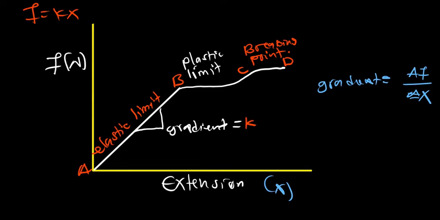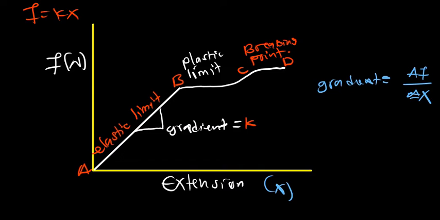So if you have been given any graph with force and distance, and they want you to find the value of k, you just get any 2 points, the change in F and the change in x. If you get the gradient, that is the value of k. Okay? So now, what is elastic limit?